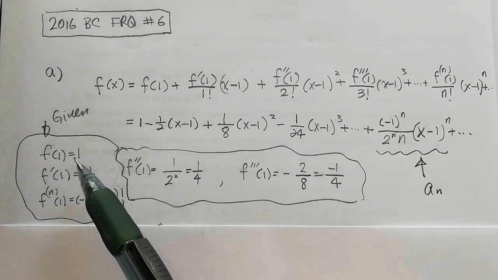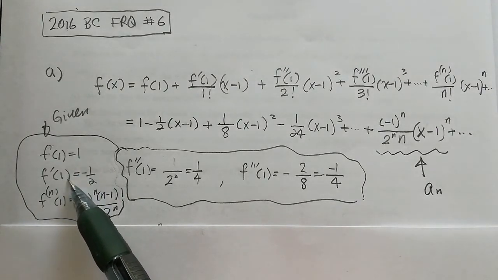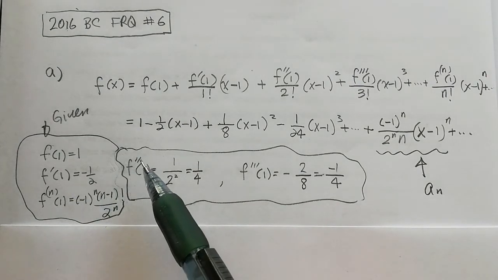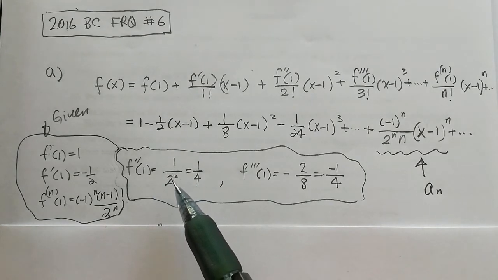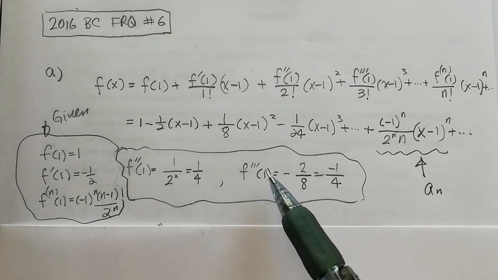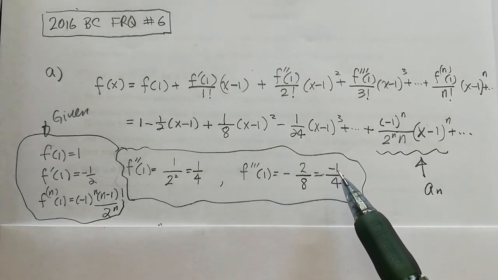And from the givens, you know f of 1 equals 1, the derivative of f at 1 equals -1/2, and this is the general formula for the higher derivatives. So I'm gonna set n equal to 2. So the second derivative of f at 1 equals 1 over 2 squared, which is 1/4 if you just plug in the 2 over here. And for the third derivative, you put a 3 over here, and you get the -1/4.